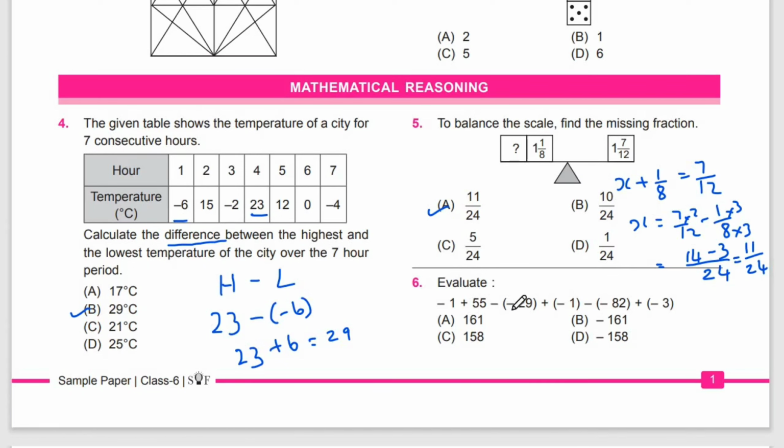We have -1 plus 55, minus of -29 plus of -1, minus of minus 82 plus of minus 3. So this is a very long question. The space will not be enough. So let's try to do it in the rough space.